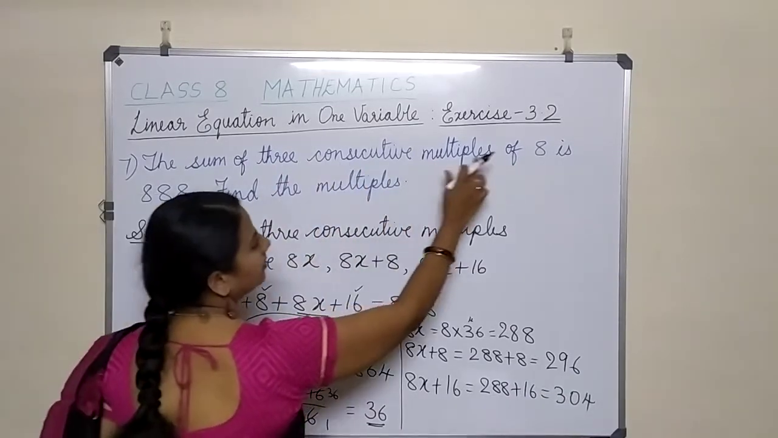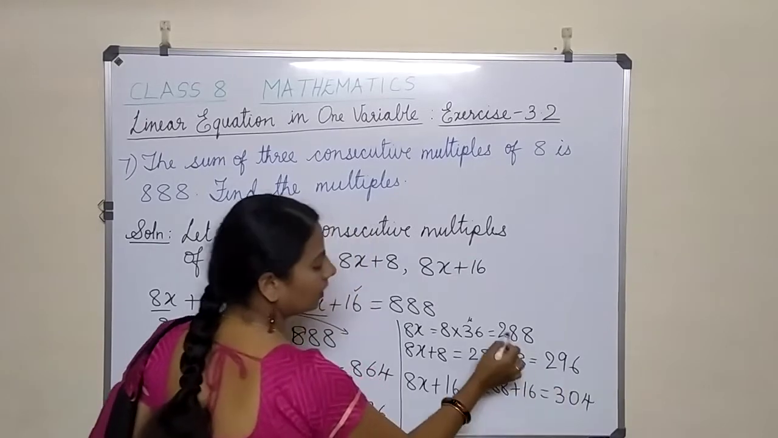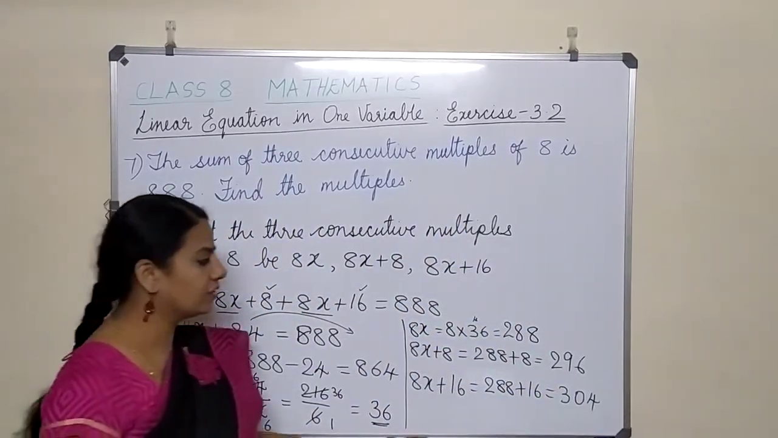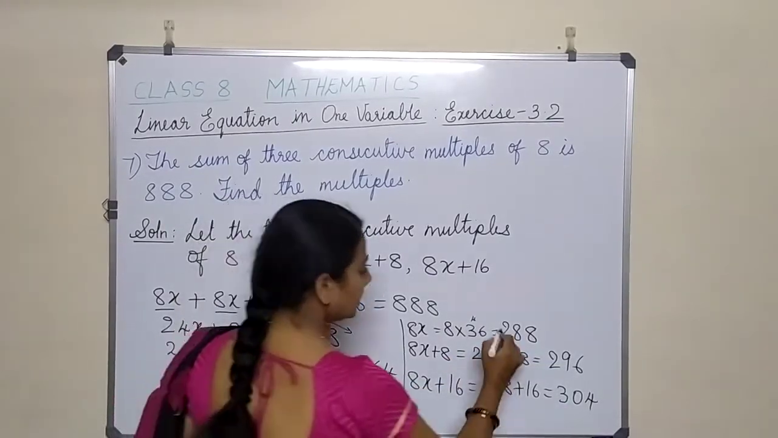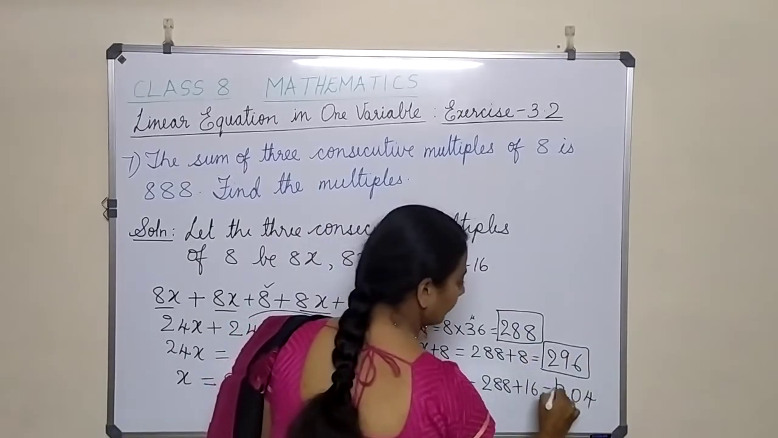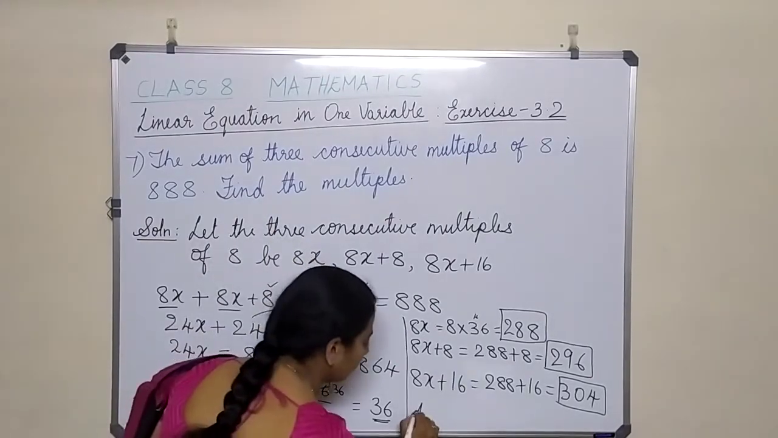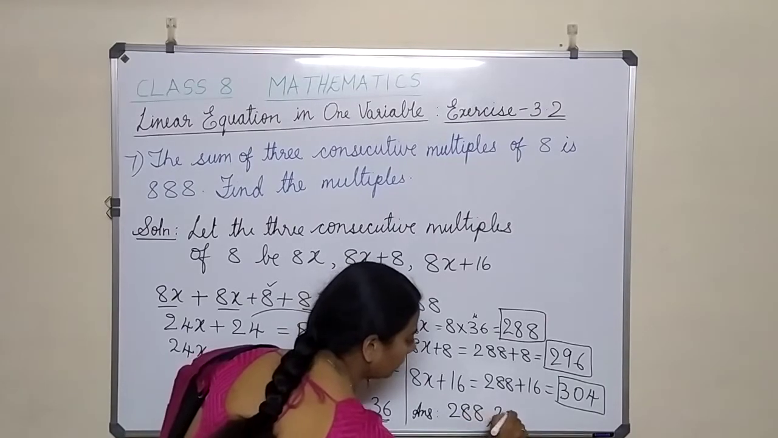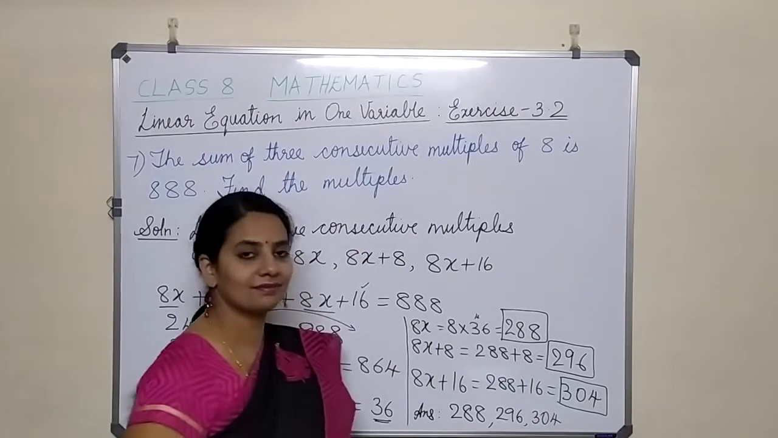So these are the three consecutive multiples of 8. When you add all these numbers, you should get 888. So verify, children, whether these answers are correct or not. Okay, these are the answers. You can write down here: answers 288, 296 and 304. Understand?